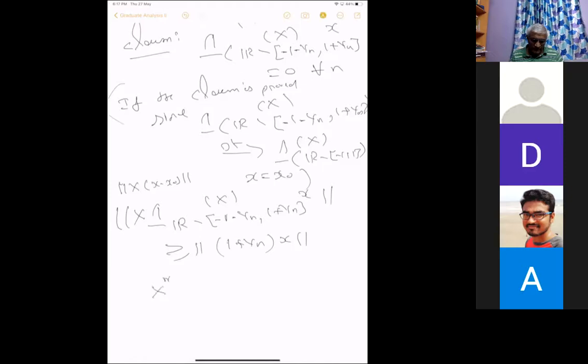Now you consider x_m x. Okay? You have assumed that this is bounded. So if we have an x in the interval minus 1, 1.